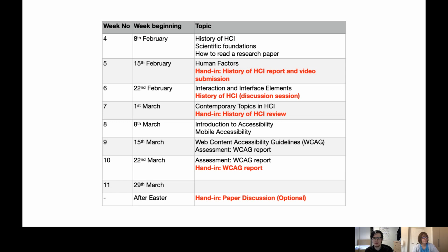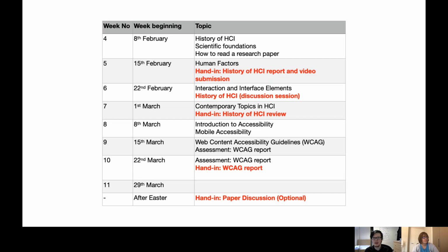Talking about human factors, interaction and interface elements. So looking at the human in human-computer interaction and some of the psychological nuances of humans and how that affects how they interact with computers. And then in the next week, we'll be looking at the interaction and interface elements. So different types of feedback that you can have, different types of user interface.